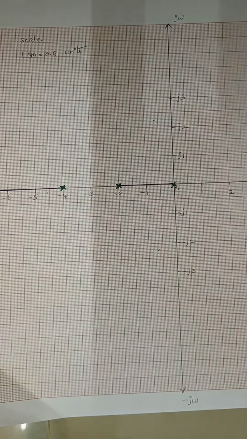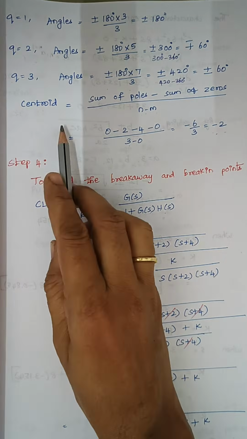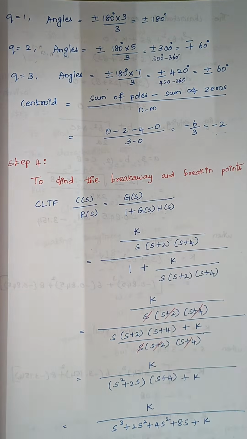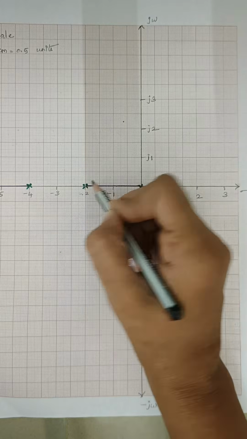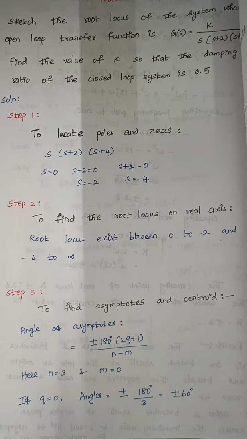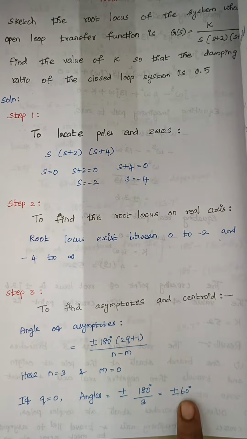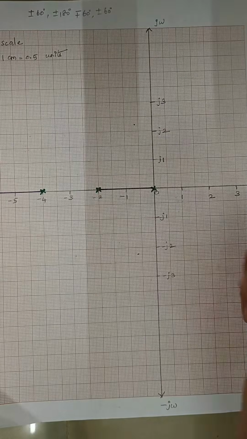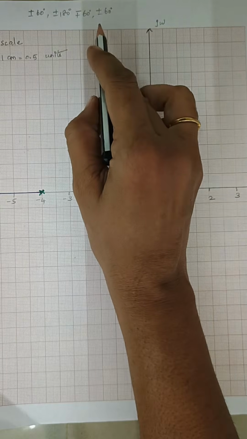Then the step number 3 is centroid. So what is the value of centroid? It is equal to -2 here. So just mark the point. So the value of centroid is -2. So here I had marked that point, right? Then now we are going to mark the angle of asymptotes. The value of angle of asymptotes are, you see, here the first angle is ±60 degrees. So these are the different angle of asymptotes. Now we are going to mark these angles, right?